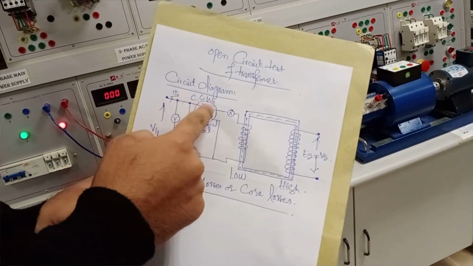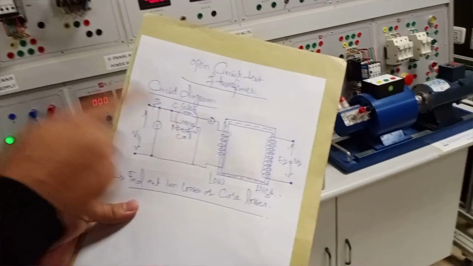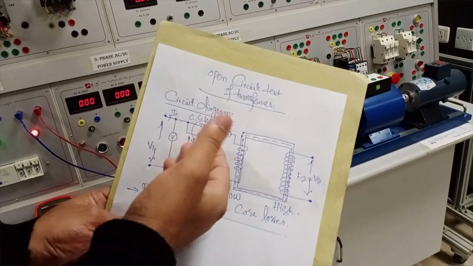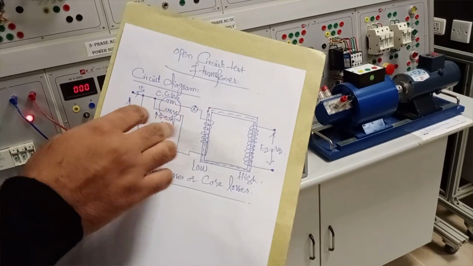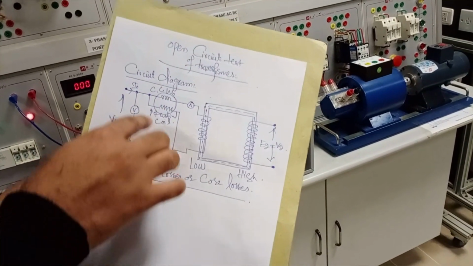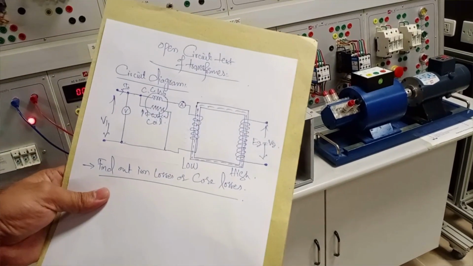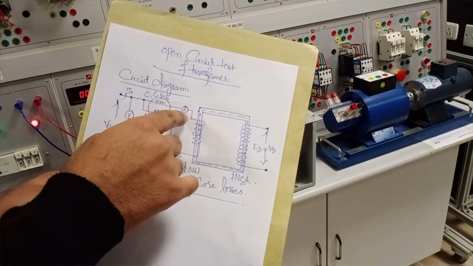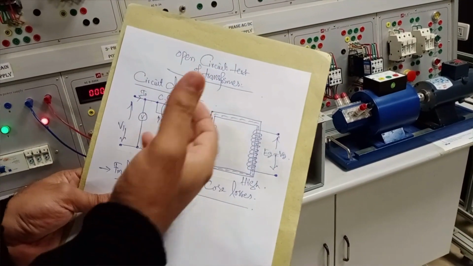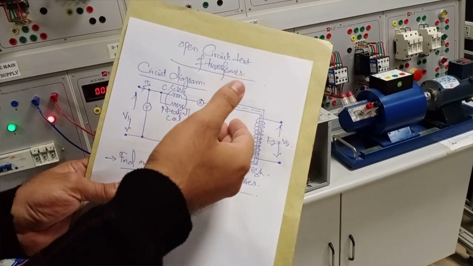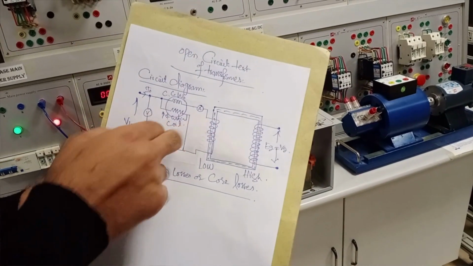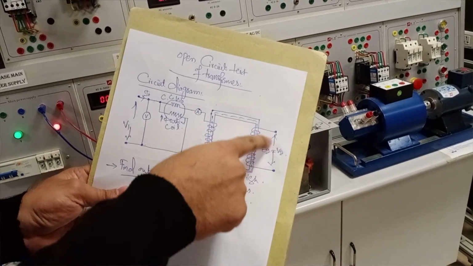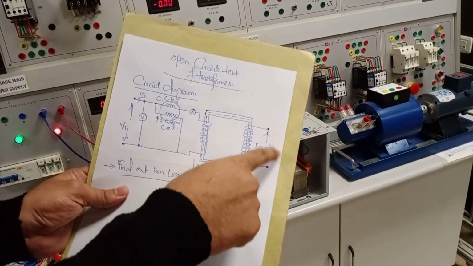The wattmeter consists of a current coil and a potential coil, which is normally called the pressure coil. The points are to be shorted, and the potential coil is connected in parallel and the current coil is connected in series. This ammeter is used to measure the no load current. This is the primary winding and this is the secondary winding. The primary winding is the low voltage winding and the secondary winding is the high voltage winding, which is kept open circuit.